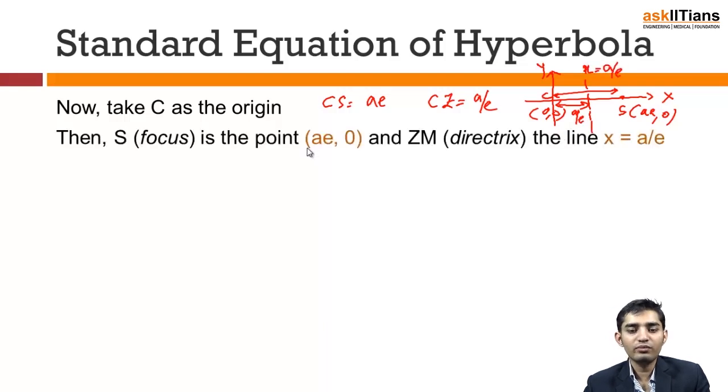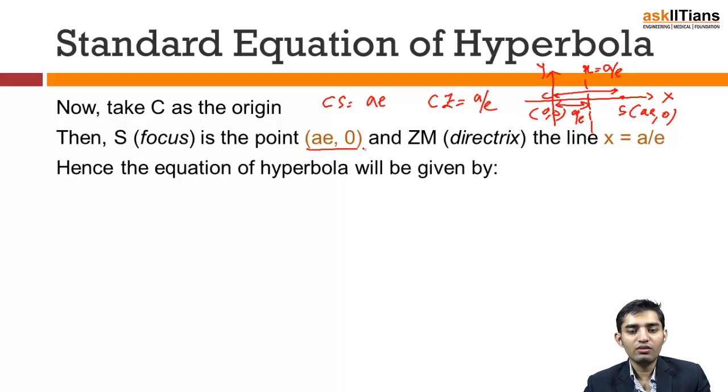So focus will be basically AE comma 0 and directrix will be x equal to A by E. Now, once I have got focus and directrix, I can directly write down the equation of hyperbola by using the definition, that is PS equal to E PM.